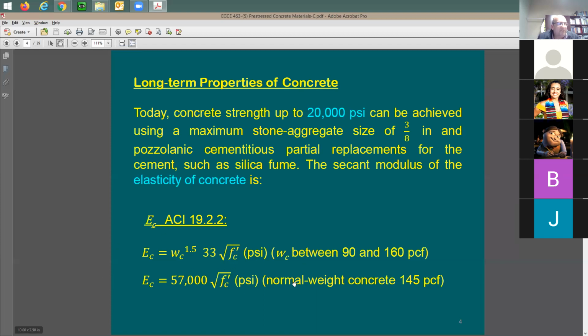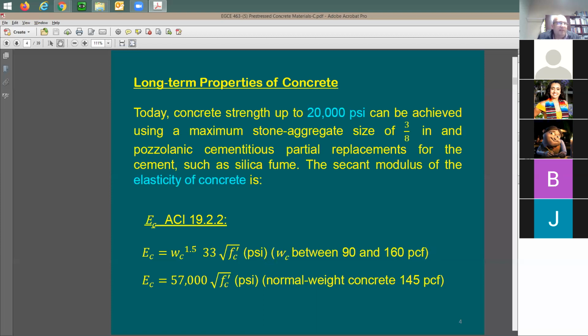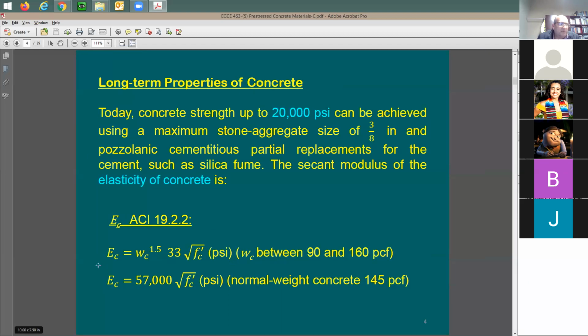And they say that this equation is good if the unit weight of concrete, this W sub C, which means gamma sub C, goes between 90 to 160 pounds per cubic foot. If you take it as 145, the equation is simplified, and you can simply use this equation here, E sub C equals, which is a very common formula that we use in our analysis. Everything here is going to be in psi, which means F prime C is going to be in psi.